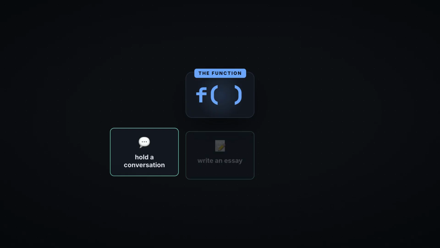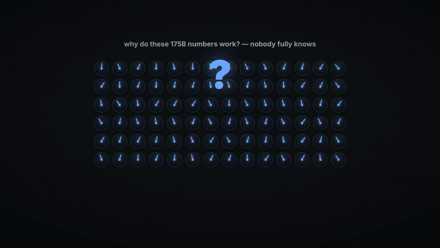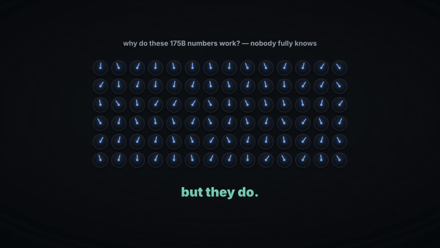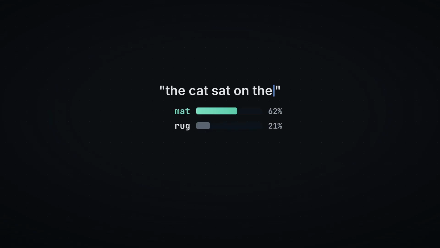And at the end of that process, what comes out is a function that can predict the next word well enough to hold a conversation, write an essay, or explain a concept. Nobody fully understands why those specific 175 billion numbers work, but they do. So now we know the raw ingredients, we know what the model is, and we know how it learns. And what it's learning to do is predict the next word. That's the whole game. But here's what might be bugging you.